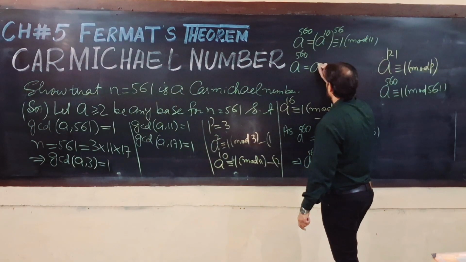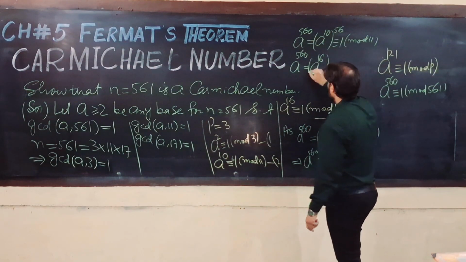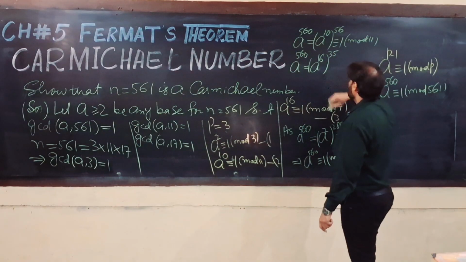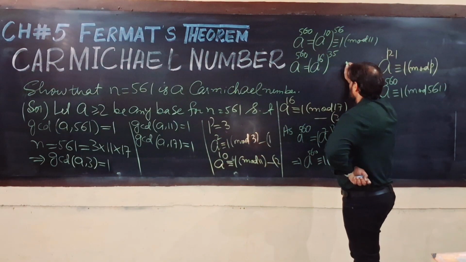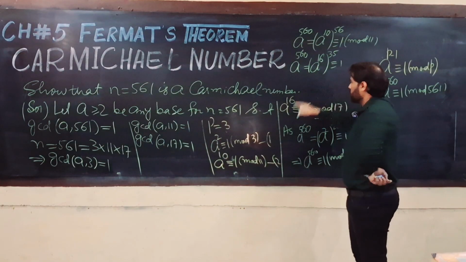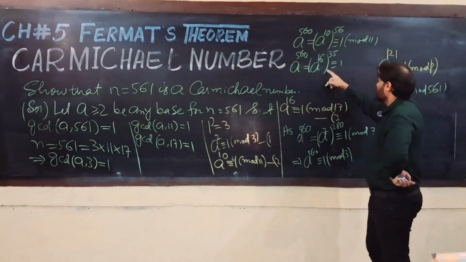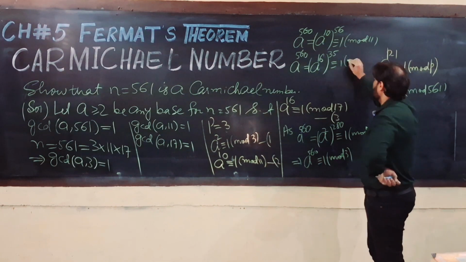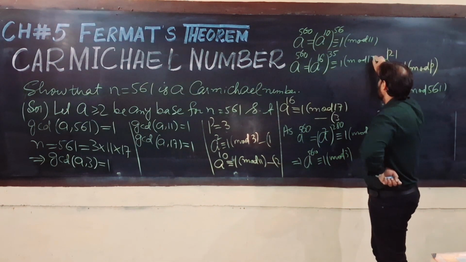This is equal to A raised to power 16. When we divide 560 by 16, this is equal to 35. So A raised to power 16 is congruent to 1, so this becomes 1 to the power 35. 1 to the power 35 is 1. This is congruent to 1 modulo 17.